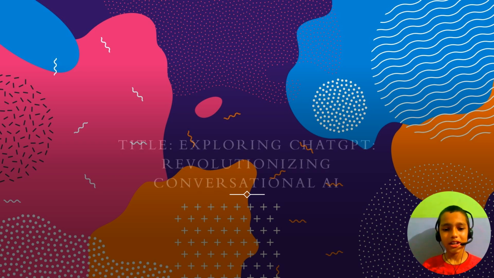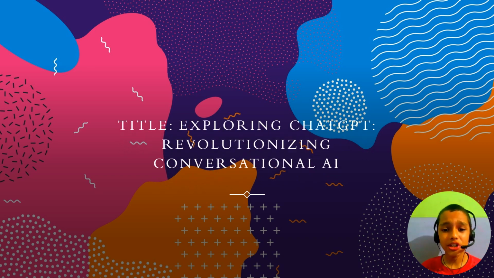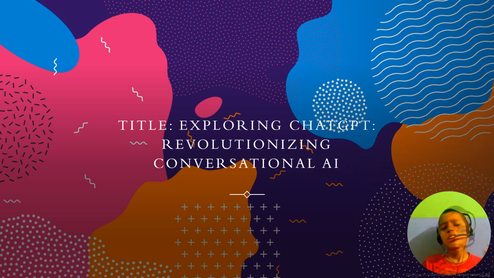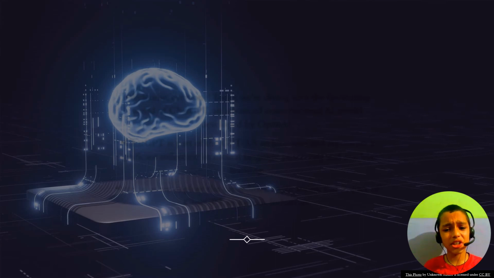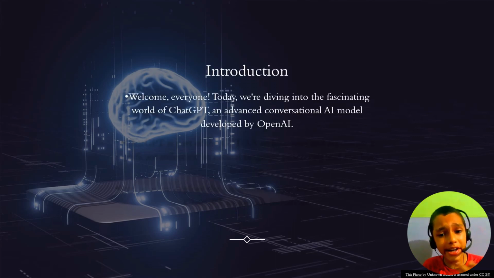So, title: Exploring ChatGPT, Revolutionizing Conversational AI. ChatGPT is a special kind of program that is created by OpenAI, as we can see on the PPT screen. So what is OpenAI? It is an American software-based company that creates conversation programs.